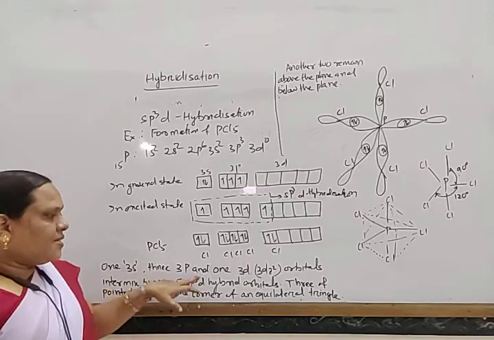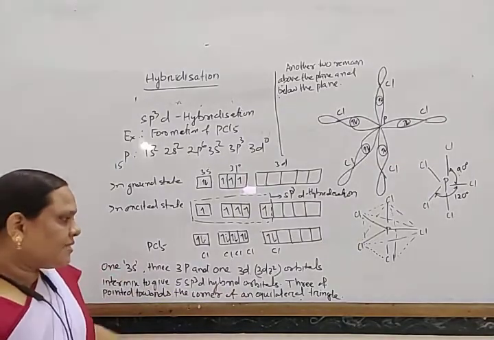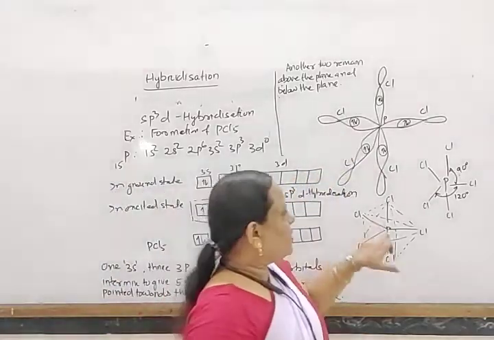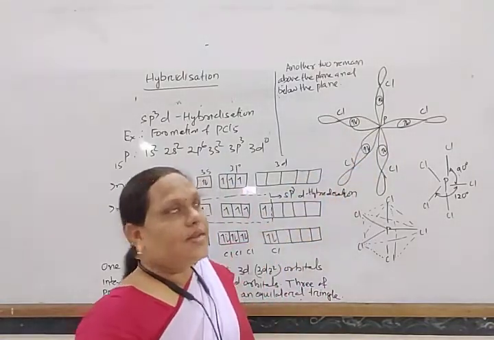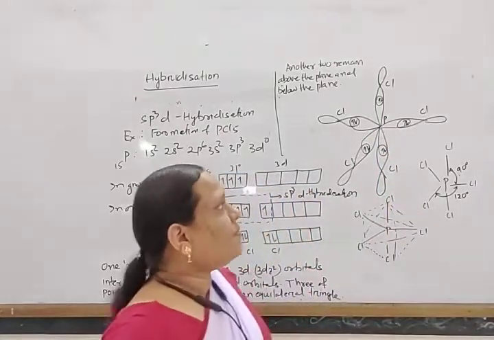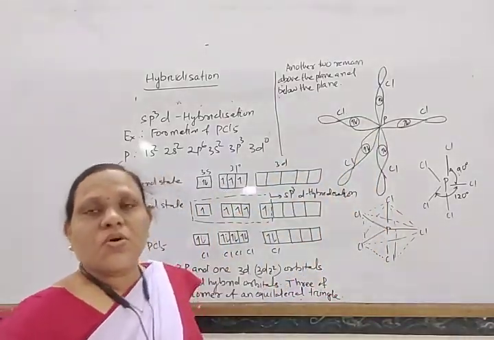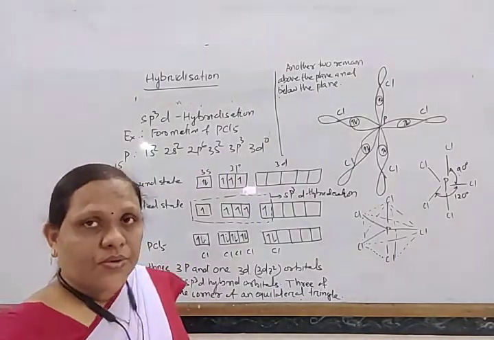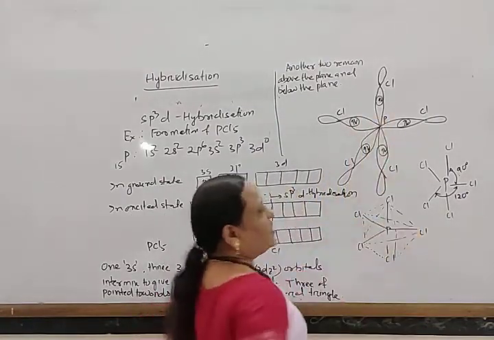So one 3s, three 3p and one 3d orbitals intermix to give five sp3d hybrid orbitals. Three are pointed towards the corners of an equilateral triangle. If we join these three, it gives the equilateral triangle, and another two remain, one above the plane and one below the plane, and all contain a single electron. The orbital of the chlorine atom also has a single electron that overlaps with it. In this way, it forms PCl5.